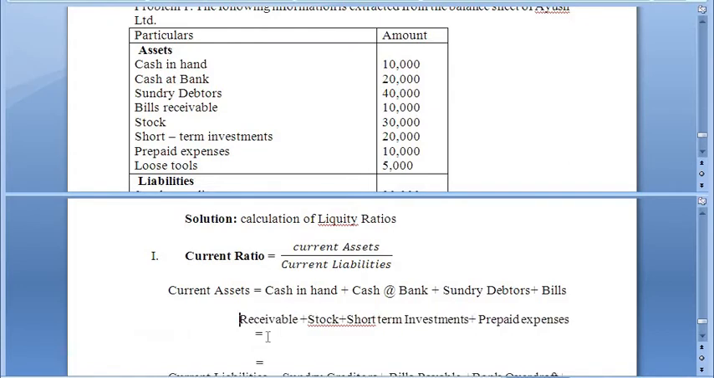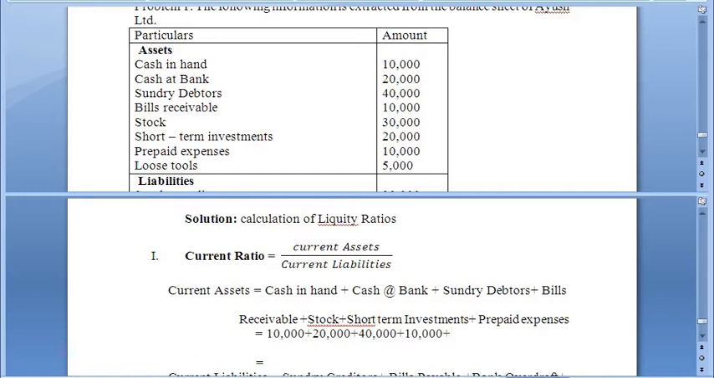Here first one is cash in hand. What is the amount of cash in hand? 10,000. Next one cash at bank. What is the amount of cash at bank? 20,000. Next after cash at bank, sundry debtors. What is the amount of sundry debtors? 40,000. Next after sundry debtors, bills receivable. What is the amount of bills receivable? 10,000.